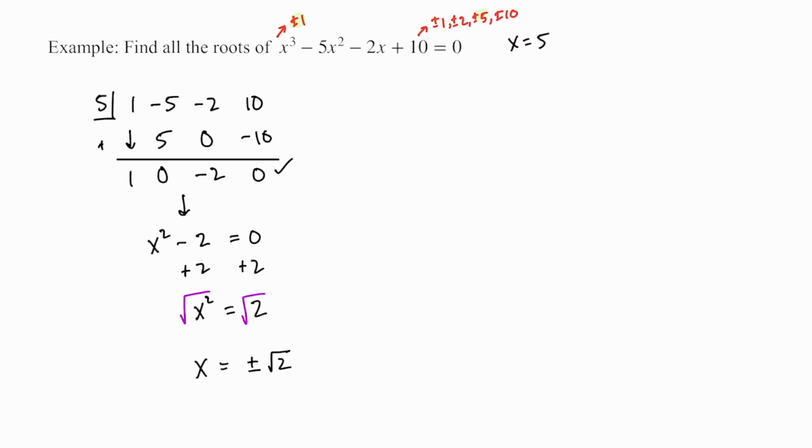We have to make sure we always add in that plus or minus there. We take the square root of both sides to capture both possibilities. And now we have our answers. X equals 5 plus or minus root 2. Those are all of our roots.